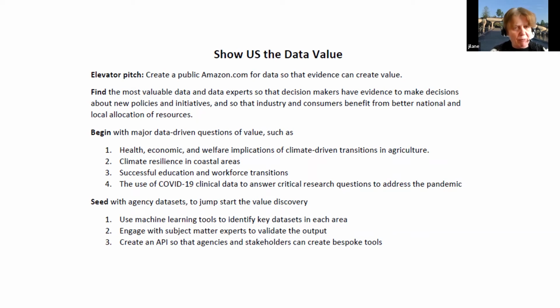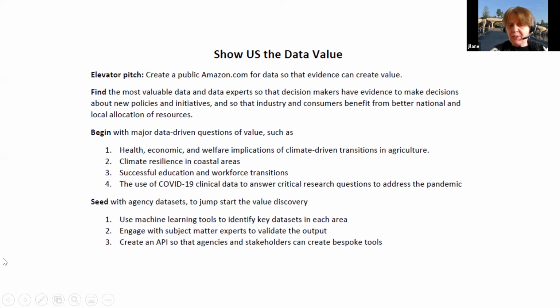So let's think about 4 areas. At USDA, you may have noticed supply chain issues. So climate-driven transitions in agriculture. What do we know about that? What does data tell us? Here's NOAA. I'd love to see a NASA example in here. Find the origins of life. I don't know, but use data. Education, workforce transitions, and of course, COVID.